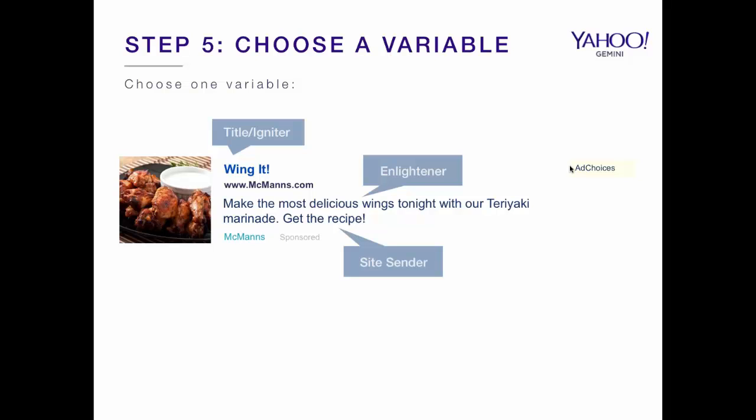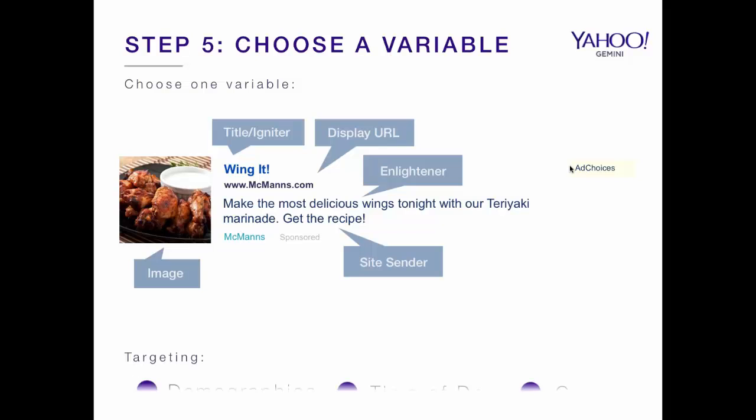The point I'm making here is that we could choose any of these variables and more, right? We could have switched out the image or display URL if we're in search, and there are other things too. You can even do targeting tests and site link tests, all kinds of things. Talking about display URLs, you can test appended display URLs and things like that. But to continue forward with our example, we've chosen a variable, and it's the igniter or title.